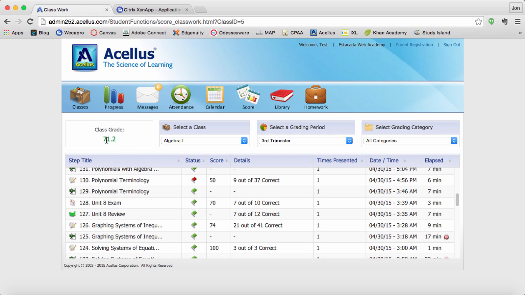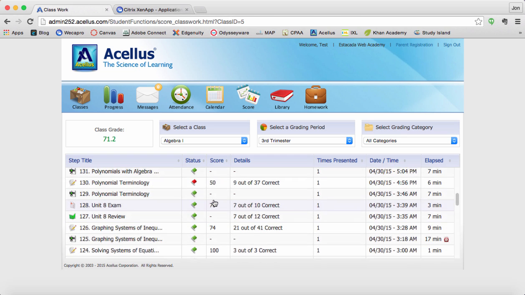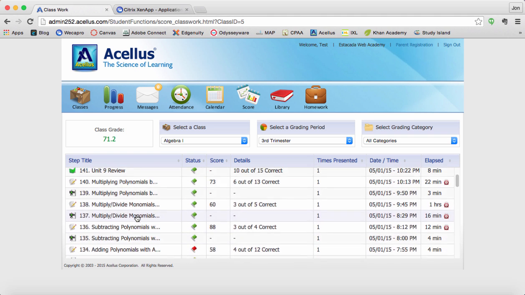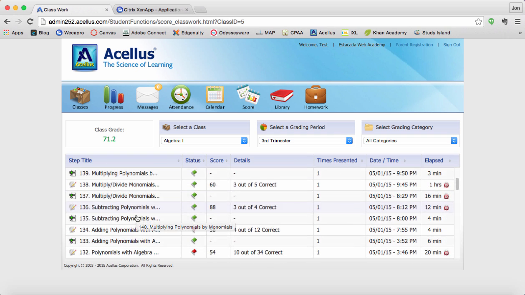So my class grade is 71.2%, and there I can see what assignments are leading to that. So some of them I did really well, I got 3 out of 3, did really fast, got 100. Some of them took a while, 9 out of 37, I'm still struggling on this one. I can't dig in and look at each individual question. You'll need to work with your teachers to do that. But I can get an overall idea, look over my scores, and maybe perhaps let's take a lesson of struggle.